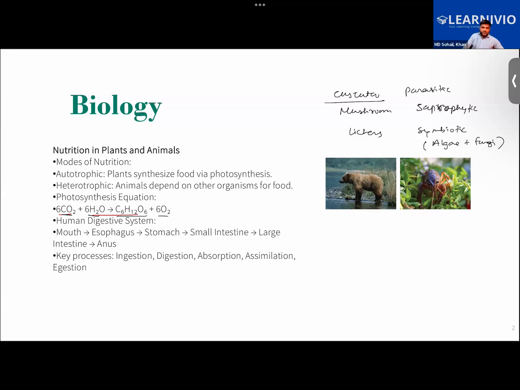Okay. Then further we did learn about the human digestive system also, in nutrition in animals particularly, where we learned that it is made up of different parts like mouth, esophagus, that is the food pipe, stomach, small intestine, large intestine, anus. All of these together make up the alimentary canal. So the food that we eat goes through different parts of the alimentary canal and it gets broken down into simpler substances.